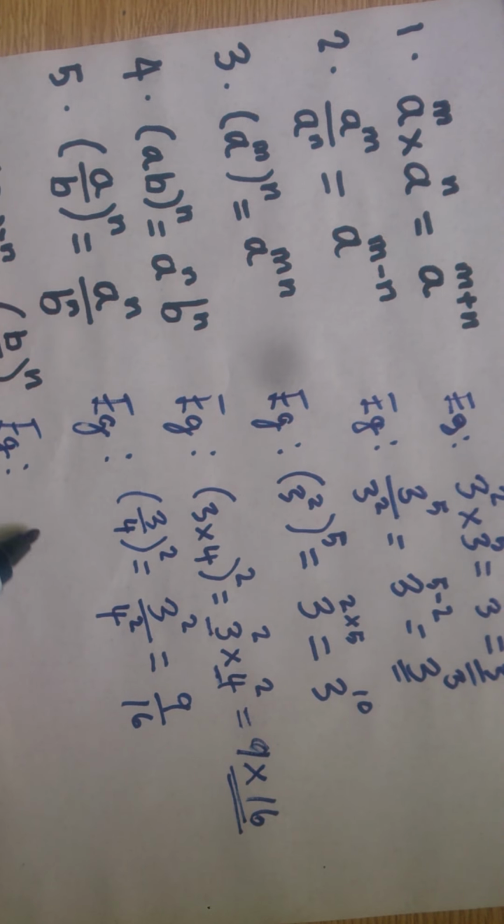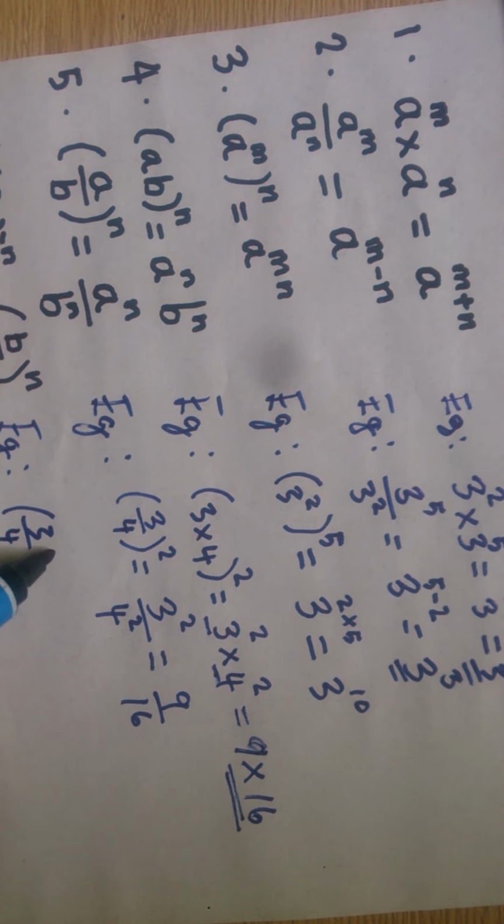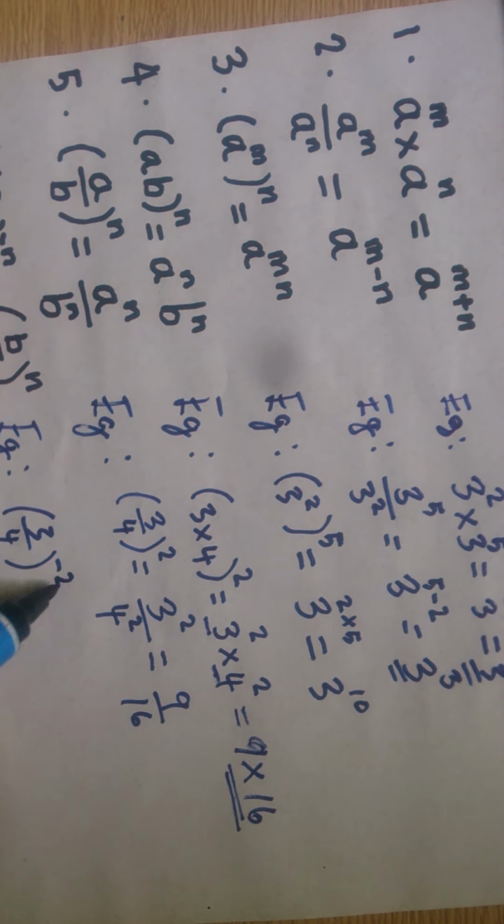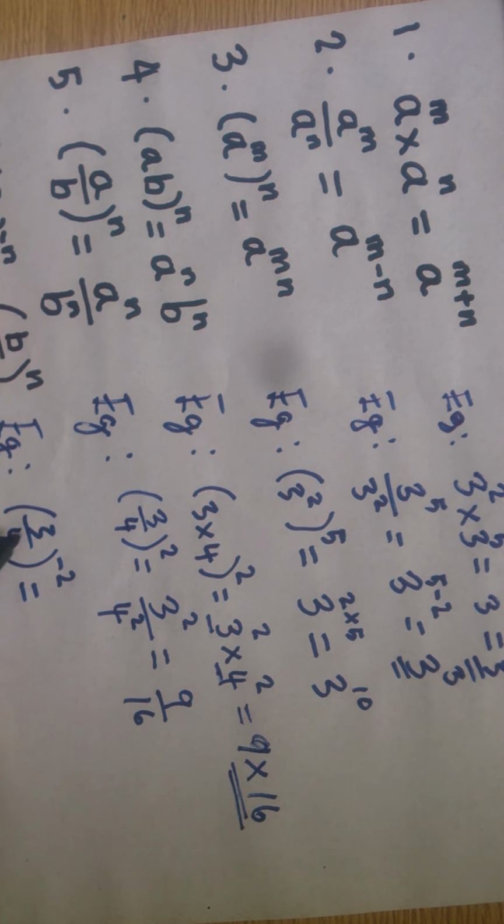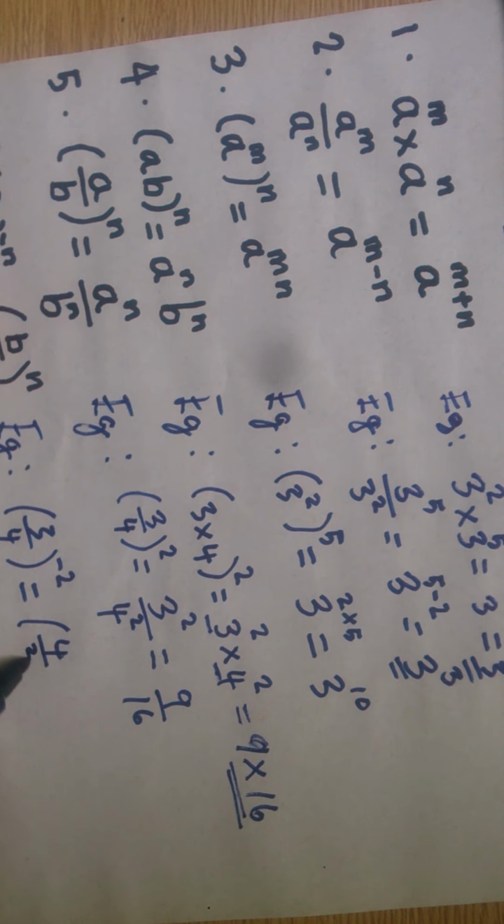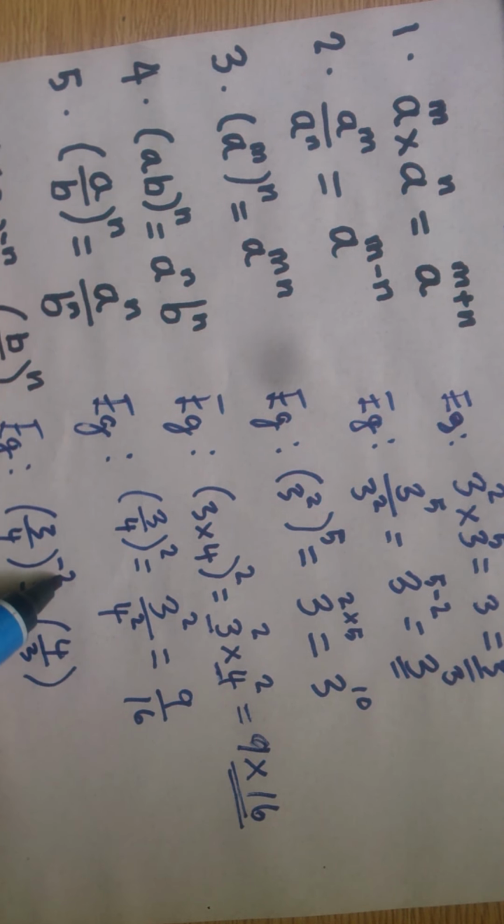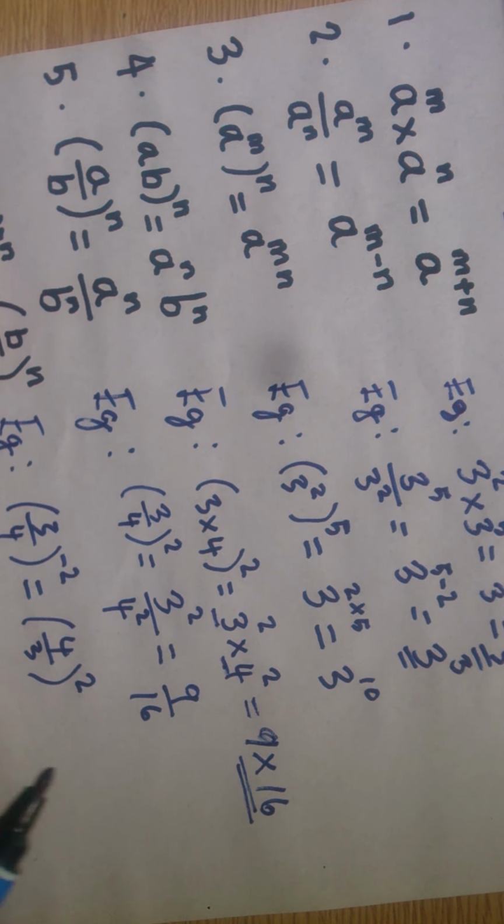So let's have an example. If we have 3 over 4 raised to negative 2, then we will invert this one, invert the quotient or the fraction. So in this case it becomes 4 over 3, and the negative 2 will be positive 2. Okay, from there you can solve it.